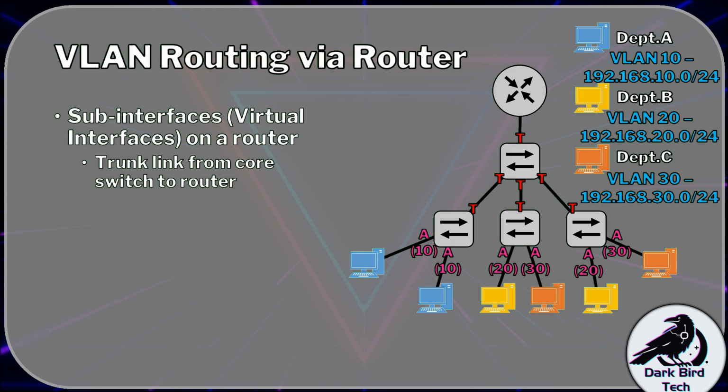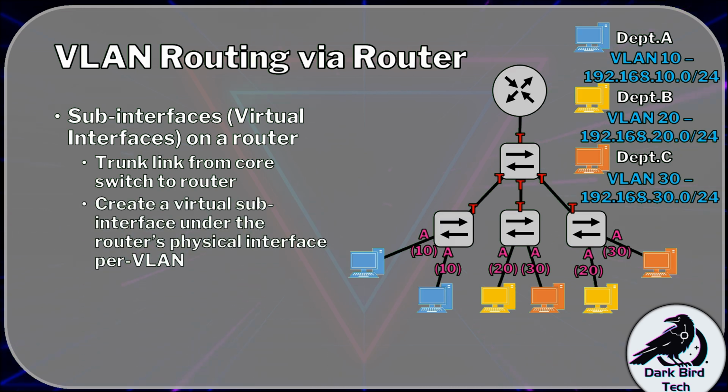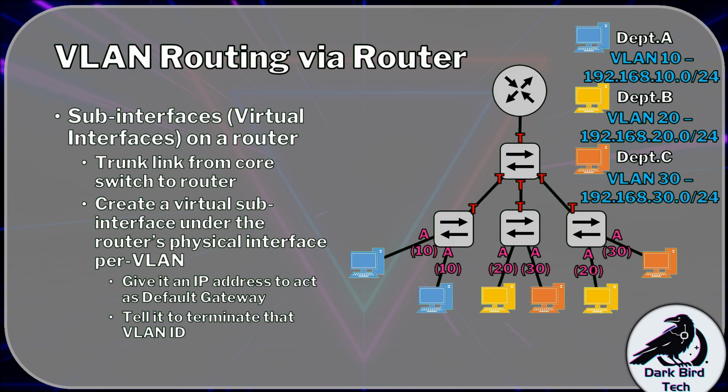And as I said, we trunk from the core switch to the router, and we create virtual sub-interfaces on the physical interface that that connection goes to. So whatever that interface is called, I can create sub-interfaces underneath that one. Now, once I've created those sub-interfaces, I can give them IP addresses so that those sub-interfaces can act as default gateways. And I will also tell those sub-interfaces to terminate specific VLANs.